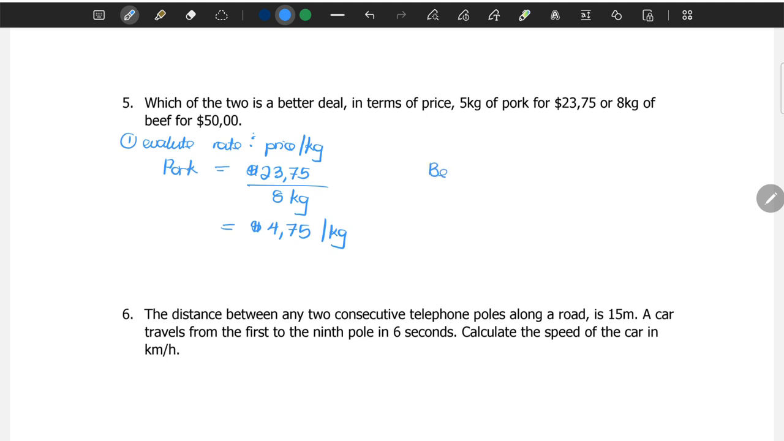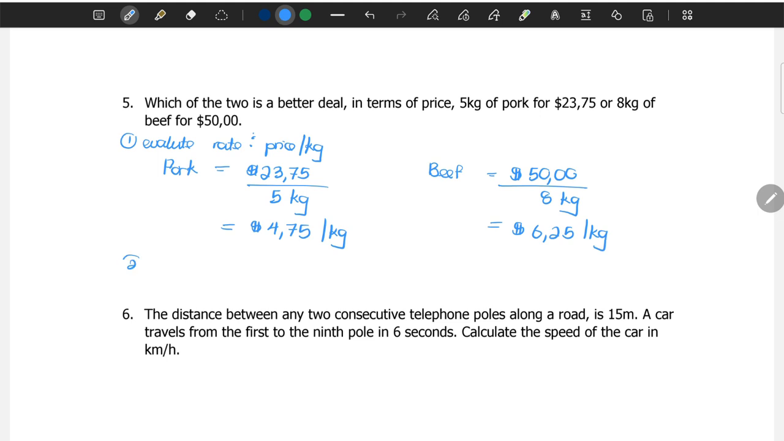And for beef, we have $50 for 8 kg. And when we compute that, we get $6.25 per kg.